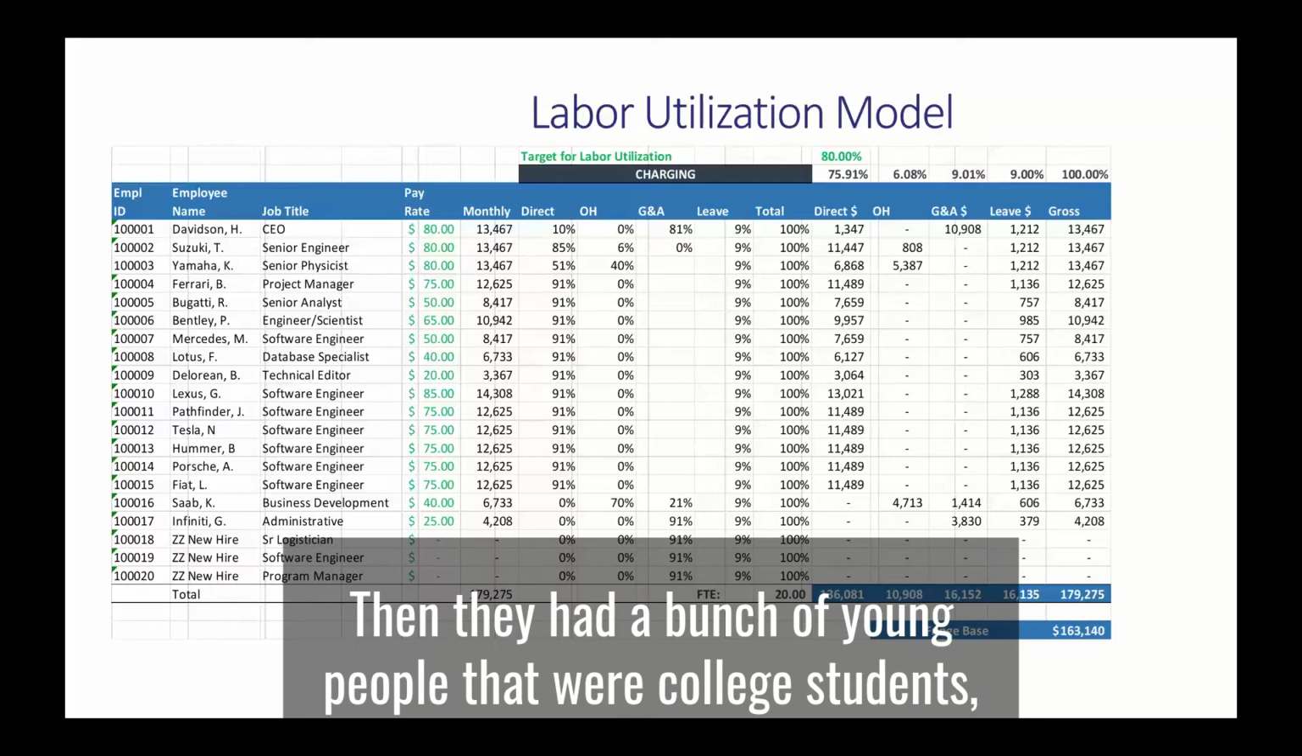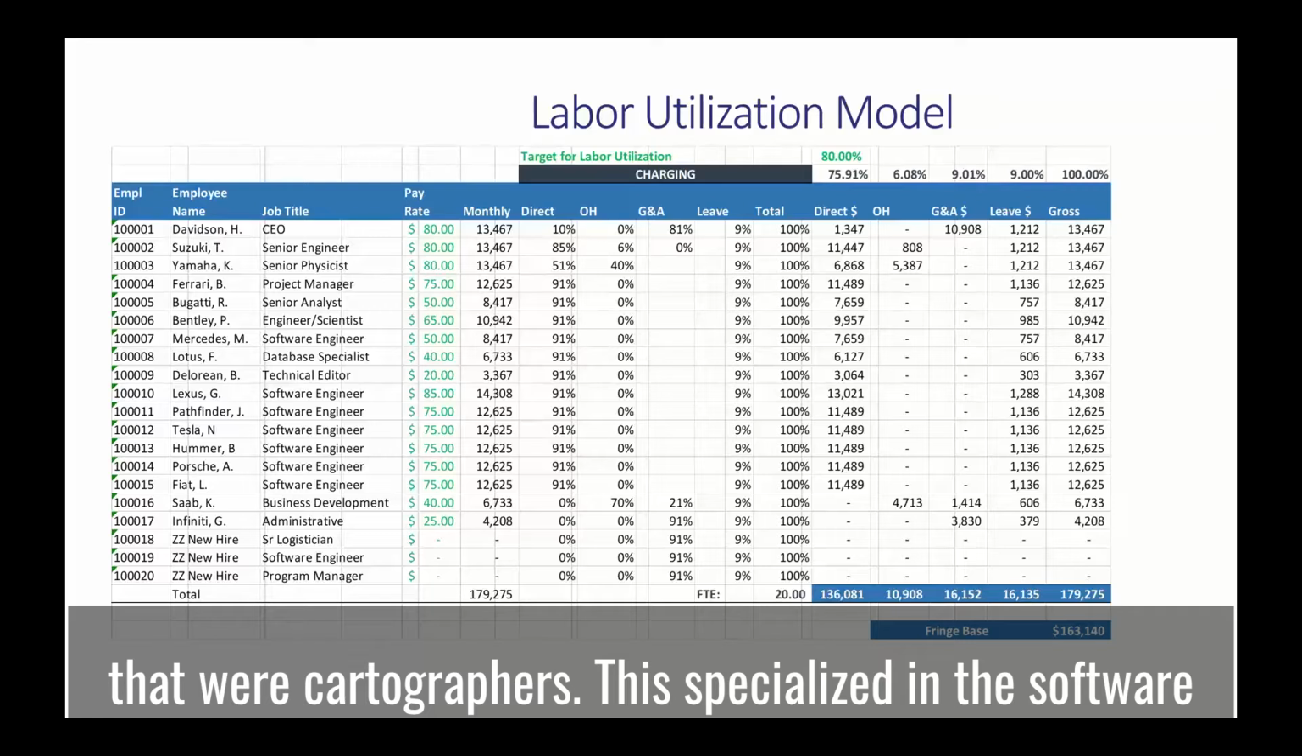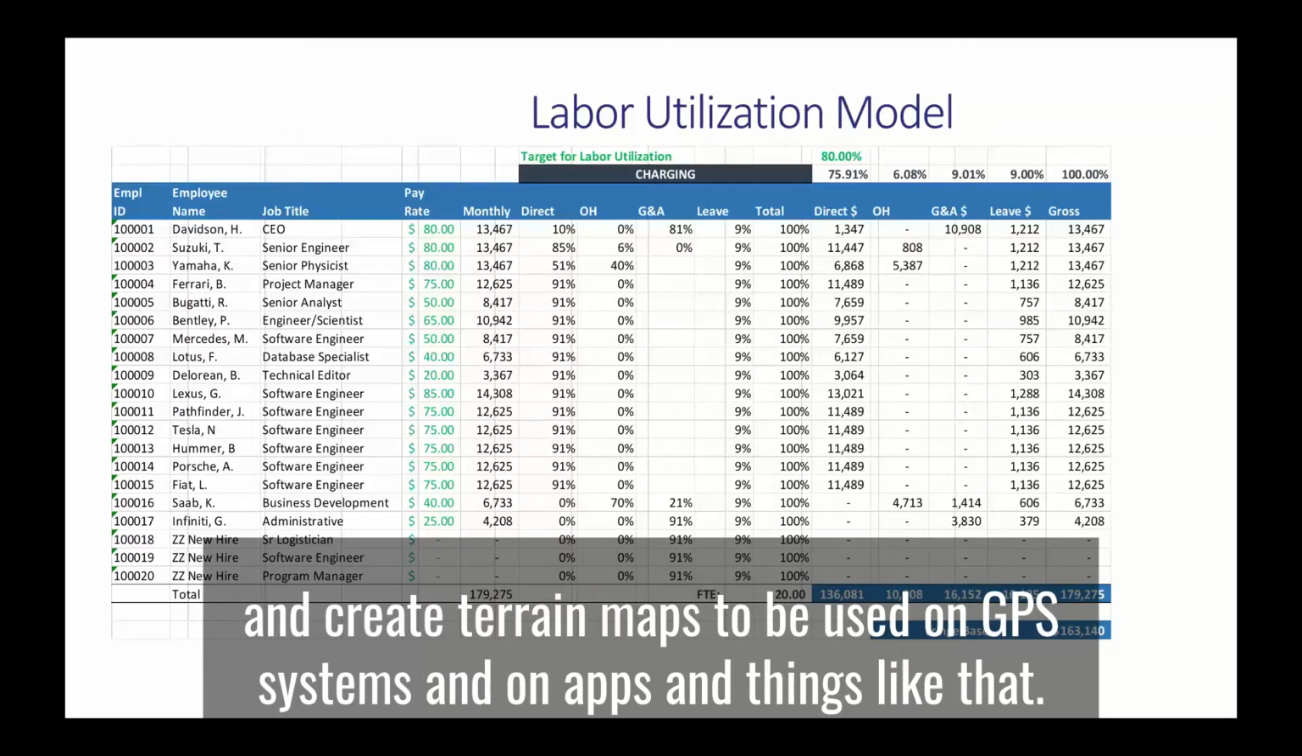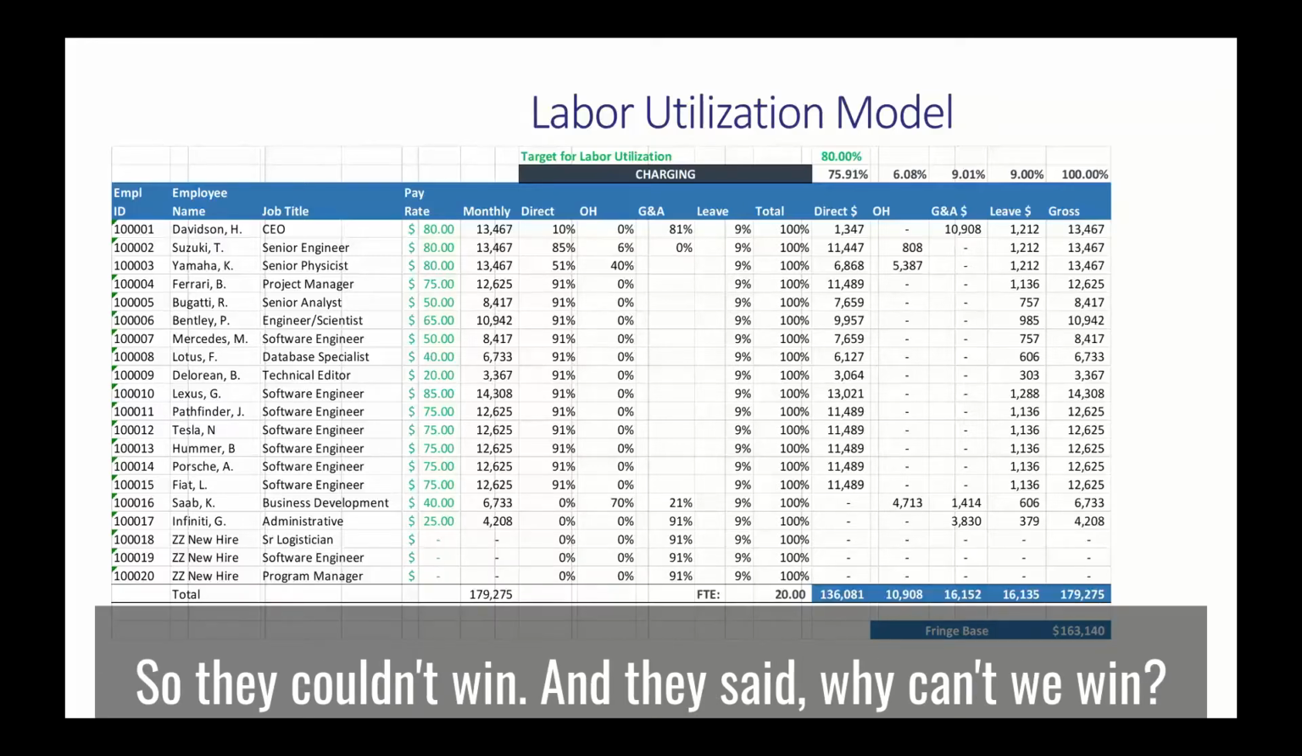Then they had a bunch of young people that were college students, cartographers that specialized in the software where you take little tiny pictures of stuff and create terrain maps to be used on GPS systems and apps and things like that. So they couldn't win. And they said, why can't we win?